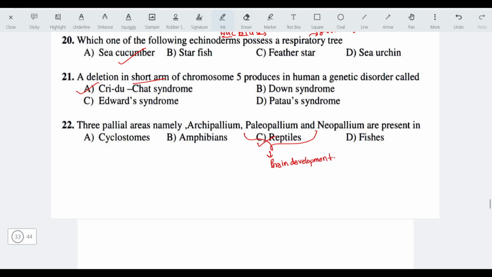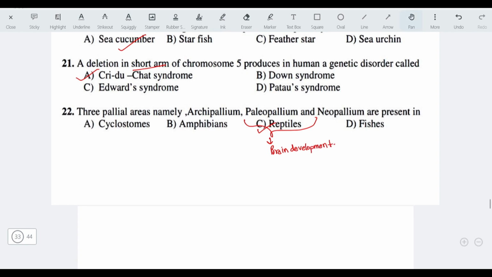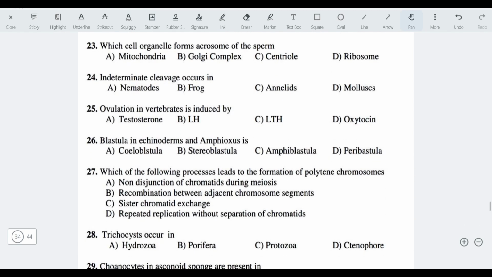right? Next question, question number 23. Which of the following cell organelles forms the acrosome? Important question, acrosome of the sperm. The correct answer is Golgi complex, or Golgi apparatus. This transforms into the acrosome during spermiogenesis, right?